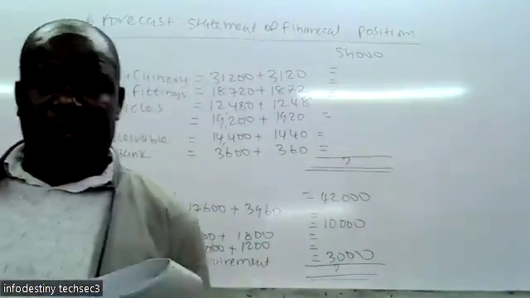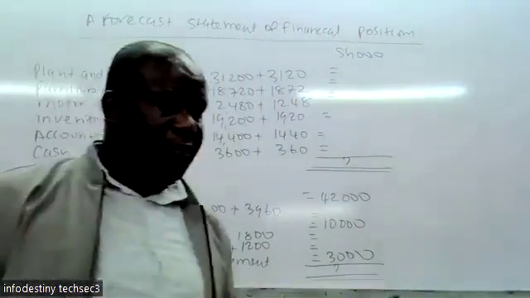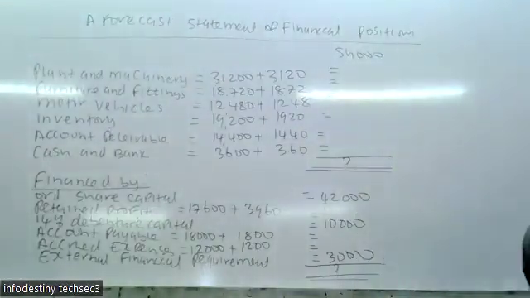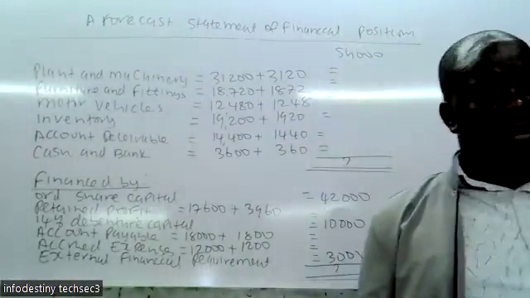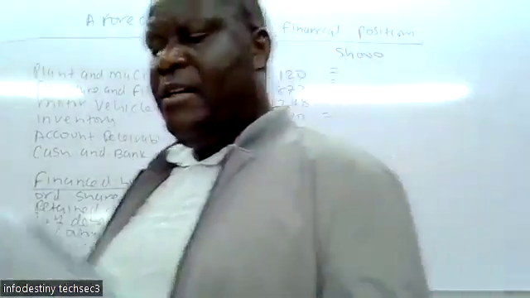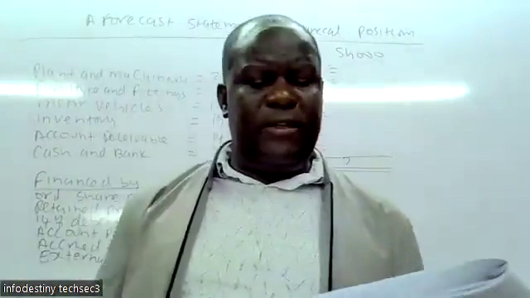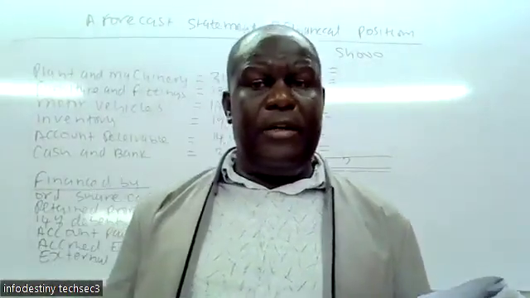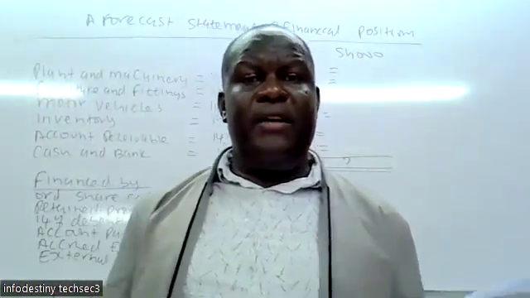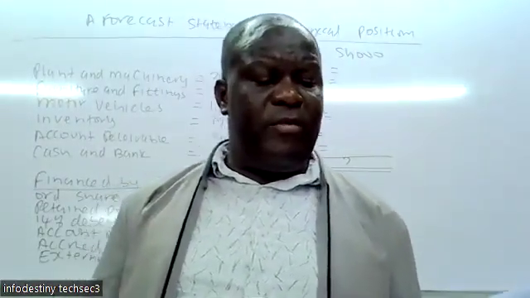They have also given you inventory, the trade receivables and also the cash. Then financed by ordinary share capital, then retained earnings, 12% long-term debt, trade payables, accrued expenses. Additional information, note number one.